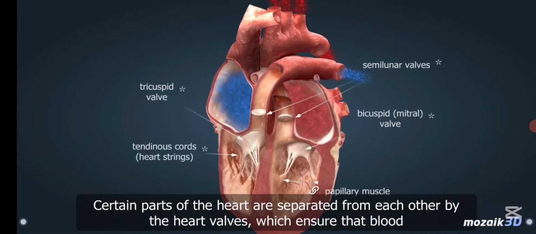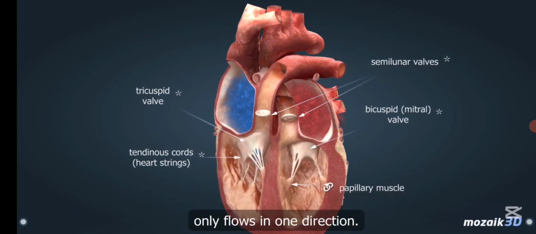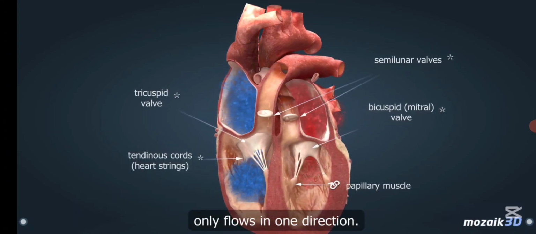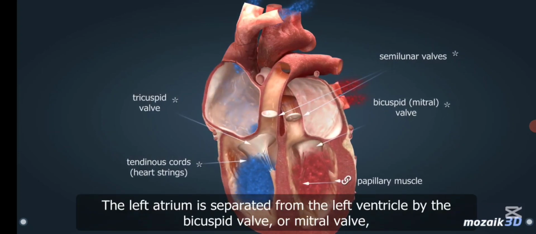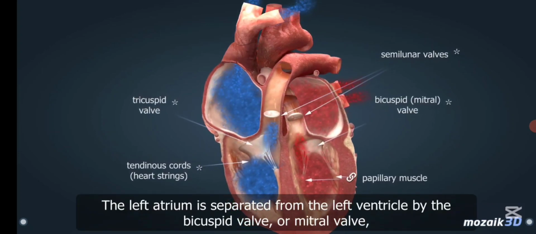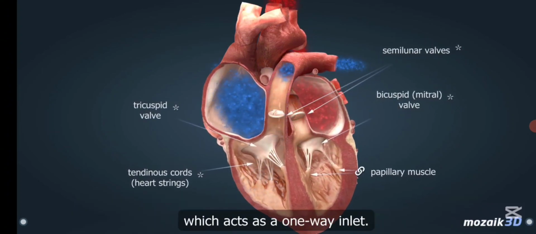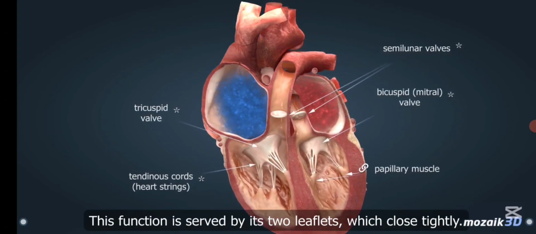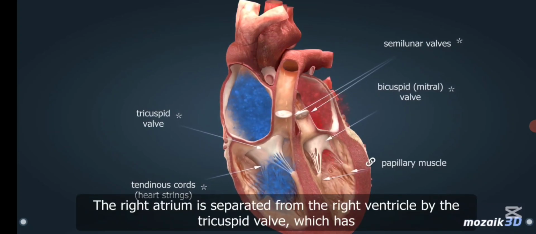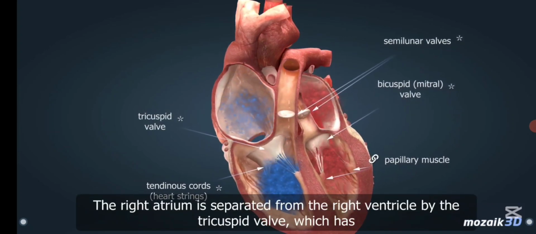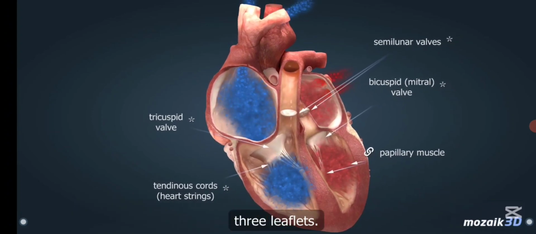Certain parts of the heart are separated from each other by the heart valves, which ensure that blood only flows in one direction. The left atrium is separated from the left ventricle by the bicuspid valve, or mitral valve, which acts as a one-way inlet. This function is served by its two leaflets, which close tightly. The right atrium is separated from the right ventricle by the tricuspid valve, which has three leaflets.